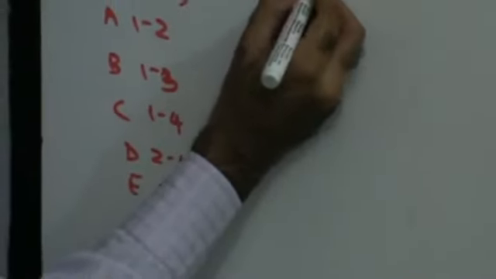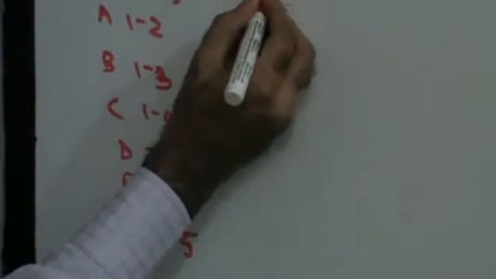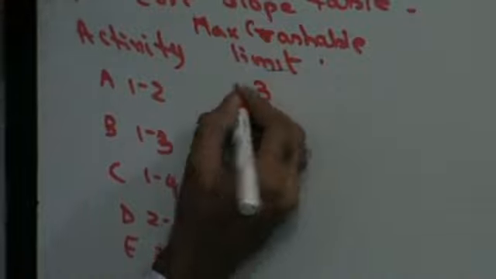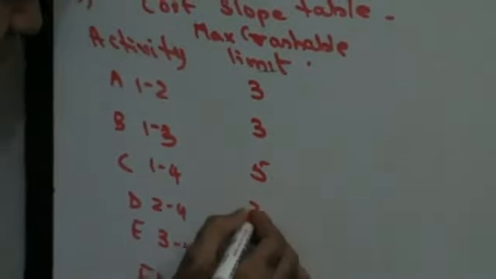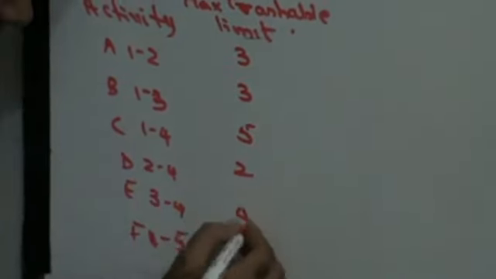Now first let's find out the maximum crashable limit. I'll explain this to you. Maximum crashable limit is nothing but normal time minus crash time. So for activity A it will be 9 minus 6, 3 days. For B it will be 8 minus 5, 3 days. For C it will be 15 minus 10, 5 days. Next 5 minus 3, 2 days. Then 4 days and 1 day.